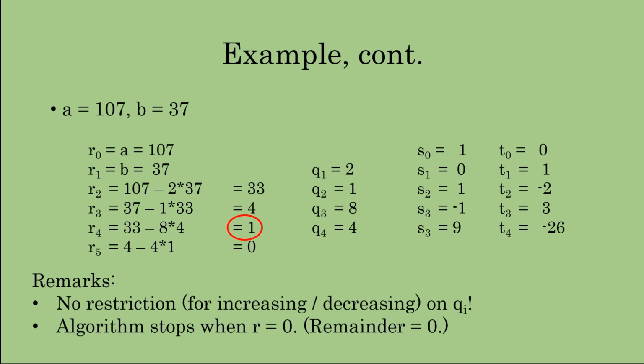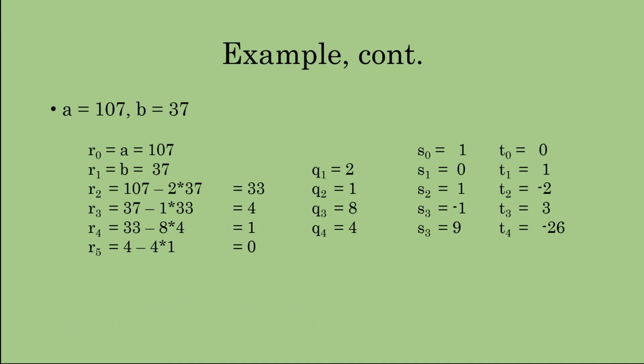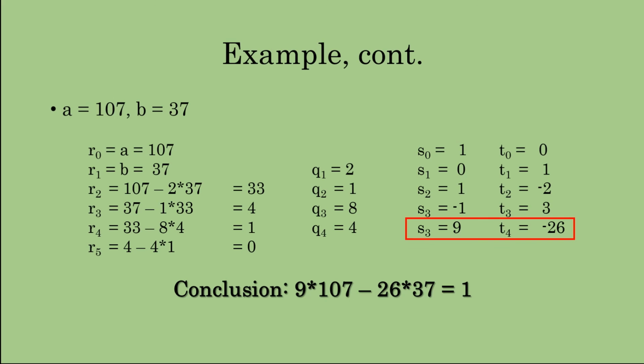So as I mentioned before, 1 is the last non-zero value in the r column, so we know that 1 is the greatest common factor of a and b, which makes sense, of course, because they're coprime. And we know furthermore that based on these values, indeed, they are the final values of s and t. So 9 times 107 minus 26 times 37 equals 1. And we know that's true now, without doing any further calculations. You can verify that if you want to. I guess, what would that be? 963 minus 962 or something like that? Whatever it would be.